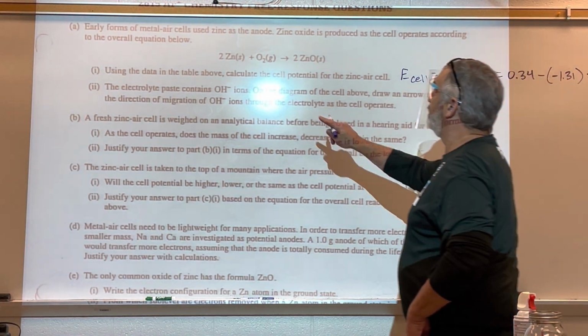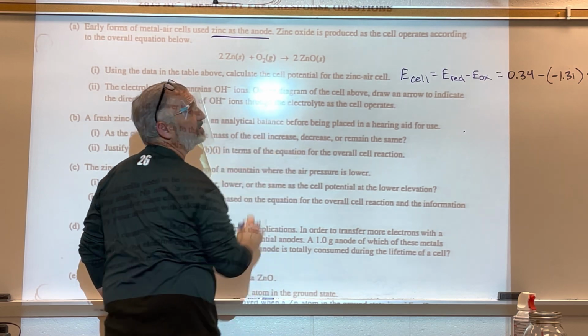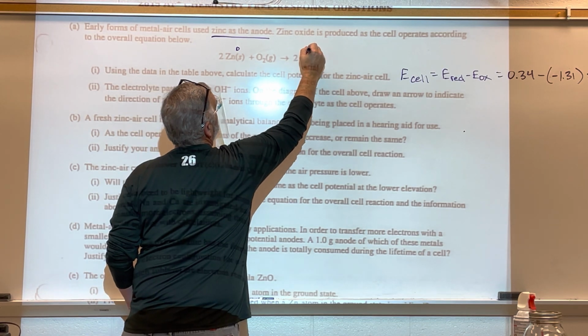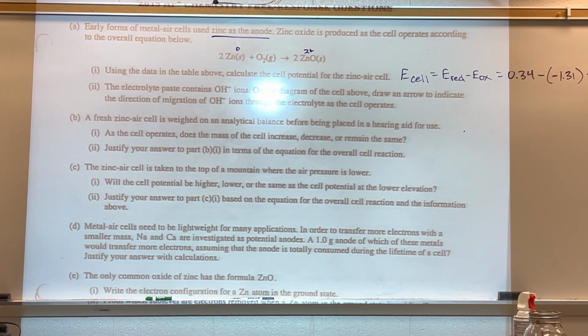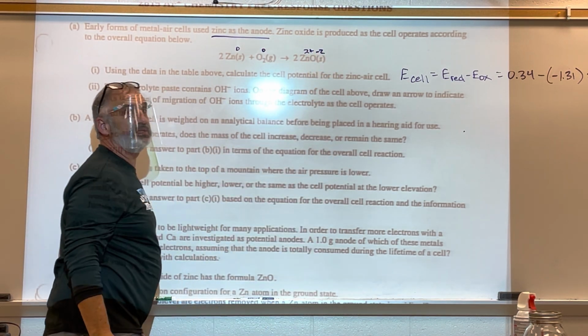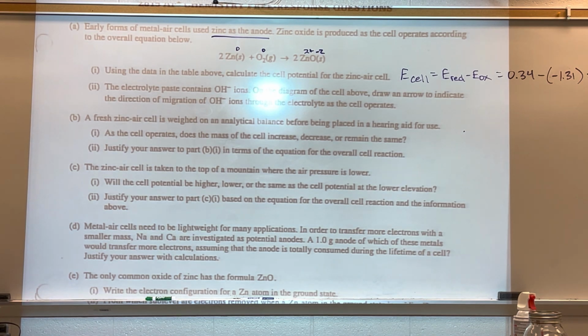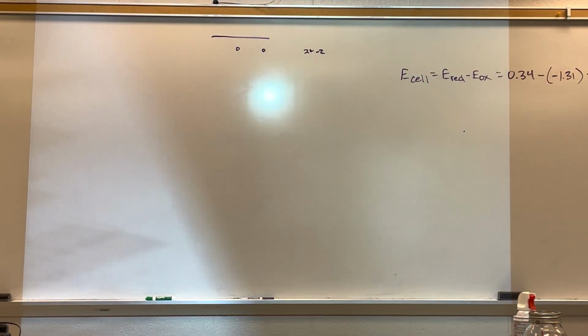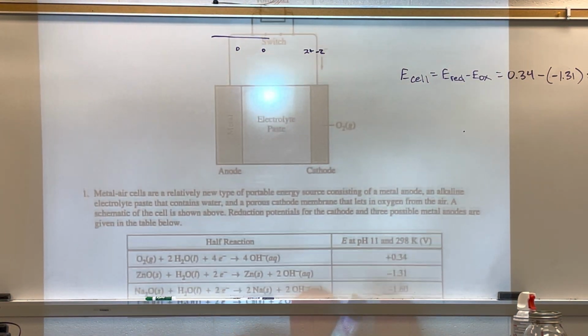So it says here, early forms of the metal air cell use zinc as the anode. Zinc oxide is produced, so we're going from zinc 0 to zinc 2 plus. Oxygen's going from 0 to 2 minus. The electrolyte paste contains OH minus. On the diagram of the cell above, draw an arrow to indicate the direction of migration of the OH minus. Which way is the OH minus going to want to go? To the right. To the oxygen. Okay?